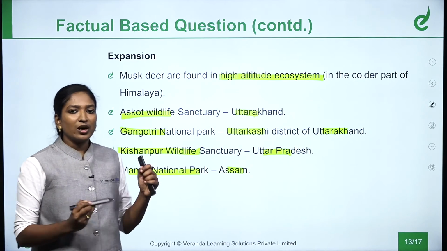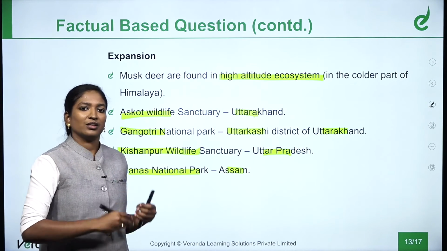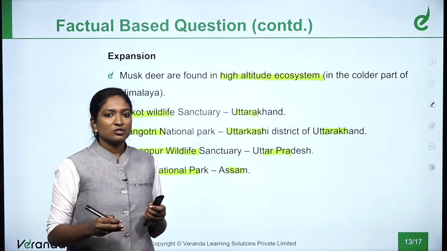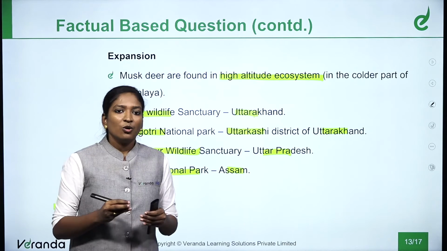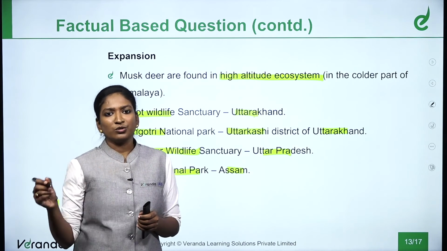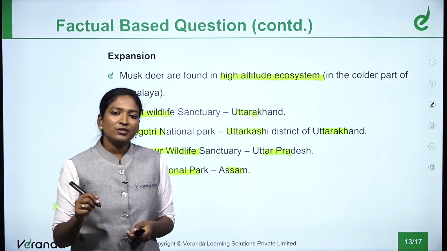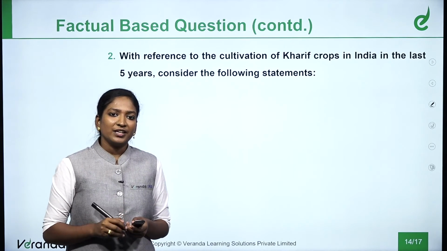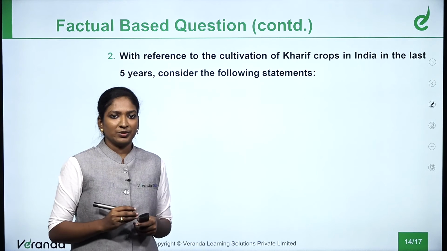So you need to know at least the location, or the national park where it is located, or the species where it is located, so that you can eliminate the answer, or you can choose the correct one if you know the answer. This is how we need to note the points for the factual based questions. And finally, the second question for the factual based question.